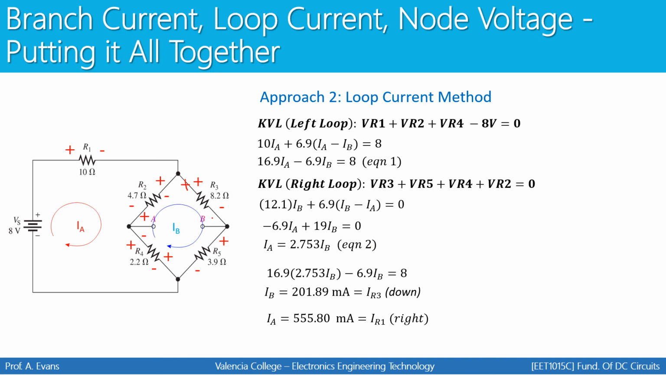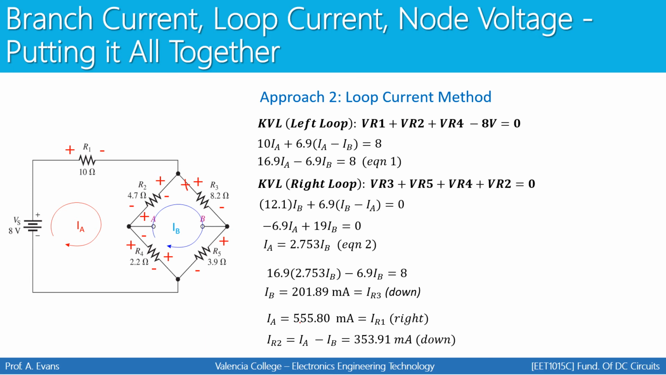We know that the current for R3 is the same as IB. Since the direction for IB was correct, we know the current through R3 is going down, and we know its value, 201.89 milliamps. We know that the direction of IA is correct, and the current through R1 is IA. Therefore, the current through R1 has to be traveling to the right. Then we can take the difference between IA and IB to find the amount of current that flows through this path where you see R2 and R4 connected in series.